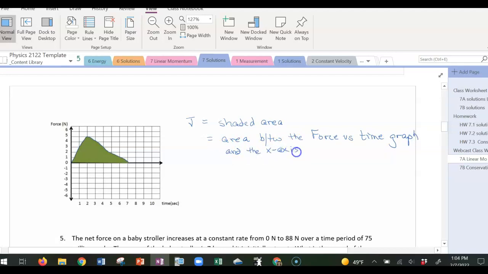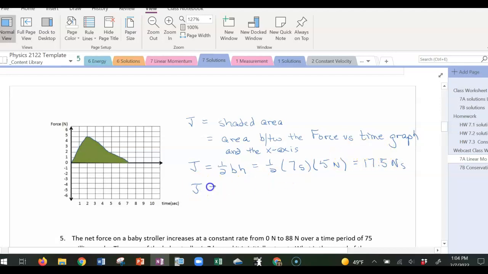Since this graph is approximately triangular, I can calculate that area. The impulse equals the triangular area, which is 1/2 times the base times the height. The base looks like it is 7 seconds wide, and the height is about 5 newtons. And so that gives me 1/2 of 35, or 17.5 newton seconds. That's the amount of the impulse.